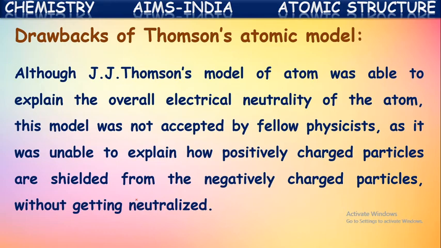The negatively charged particles and the positive mass exist continuously. If these two are together, they should be neutralized, but it is not happening. Why is it not happening even though they are together? For this, J. J. Thomson couldn't give an answer, so his model failed because of this drawback.